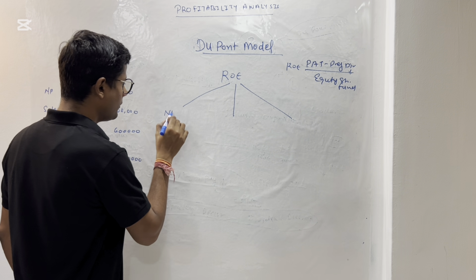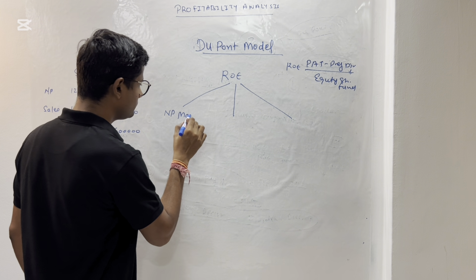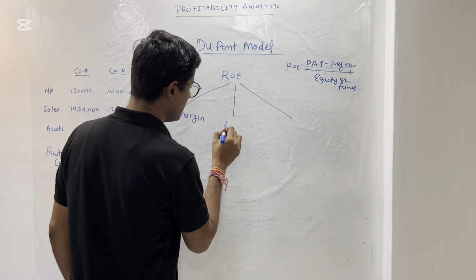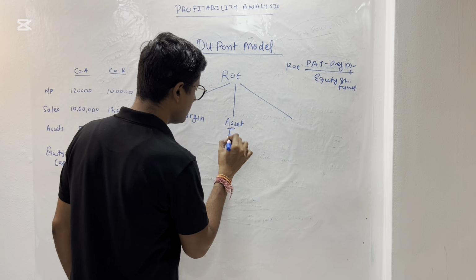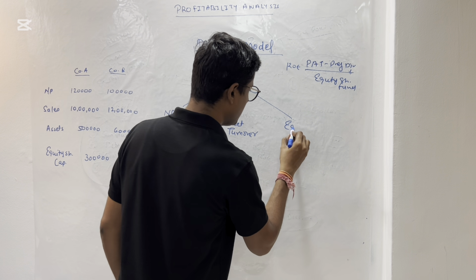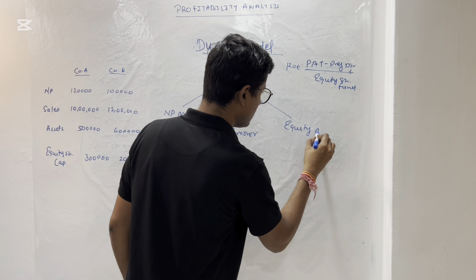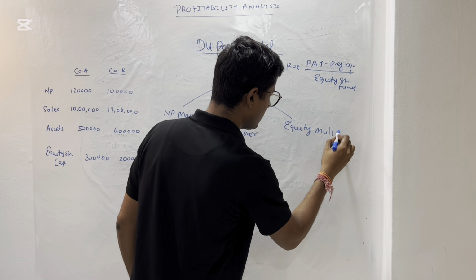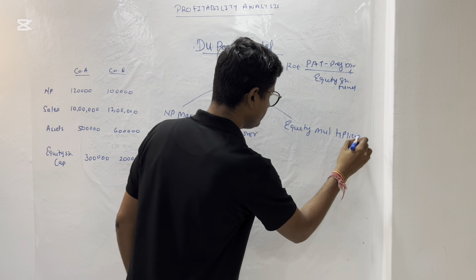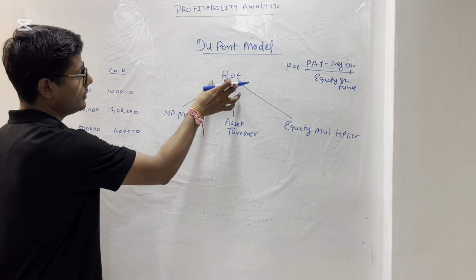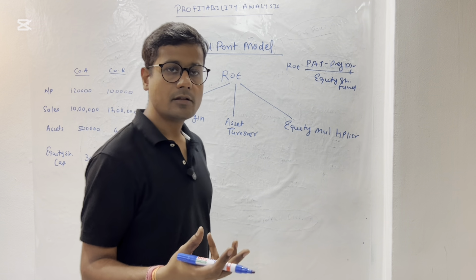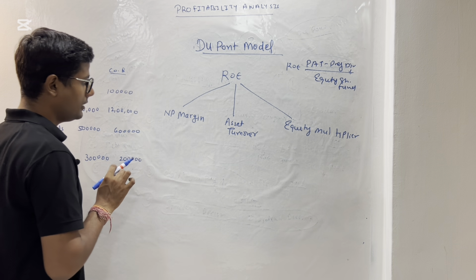One is net profit margin. The second is asset turnover. And the third is equity multiplier. So the DuPont model dissects the return on equity formula into three to give us a better understanding. Now let's go into the detail.